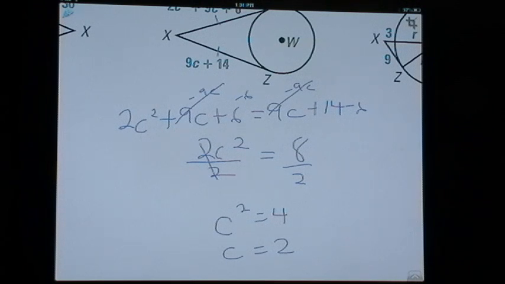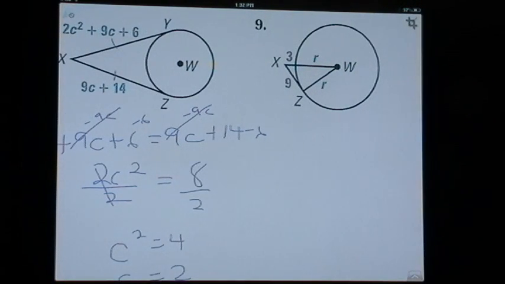Okay, so if you are working a quadratic and you have a variable squared, but your center term disappears, your 9c or your x or whatever it is, your x term disappears, then you can work it just by putting all your numbers on one side and your square on the other and taking the square root of both sides.